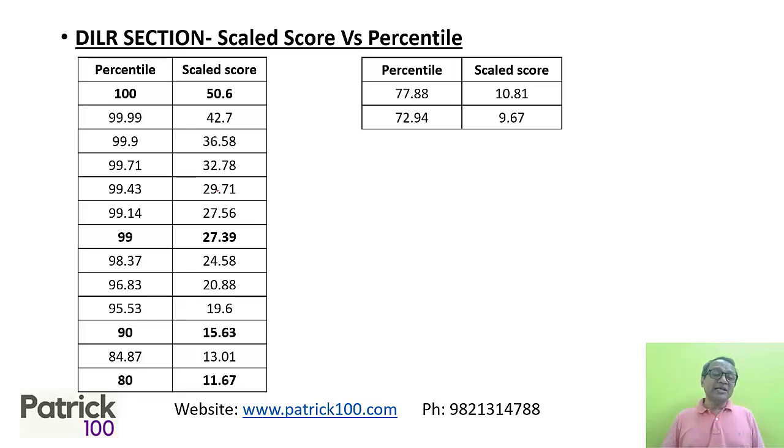Same way, if you look at the DLR section, 50.6 would have got 100 percentile, right? So there were 20 questions, a 60 marks paper. So even 50 marks would have given 100 percentile. 99 percentile is 37.36 marks, and so on. So for 80 percentile, 11.67 would have got 80 percentile, which means even if I got 4 questions correct, a little less than a set, with one set having 5 questions, I would have got 80 percentile. If I got one full set correct, I had a high chance of getting a 90 percentile scaling.